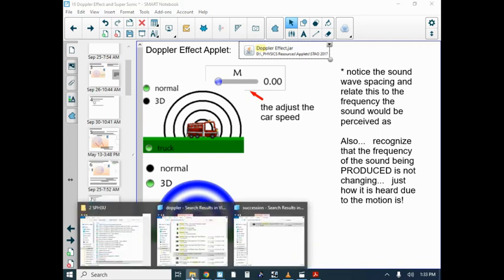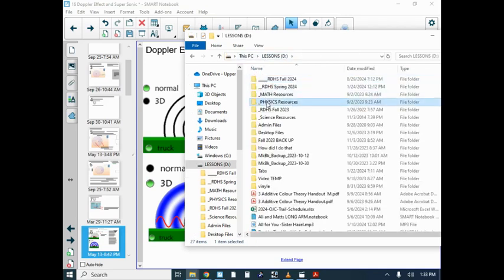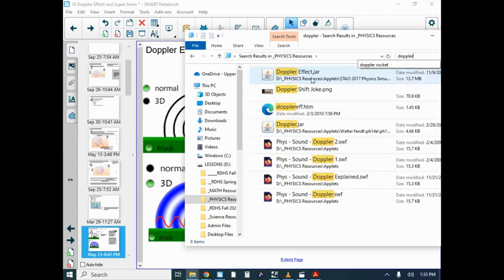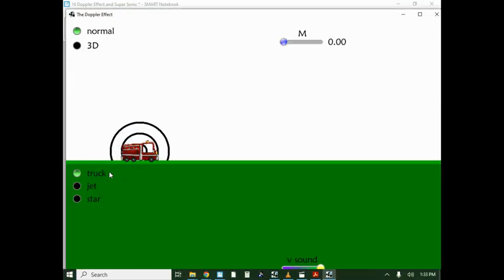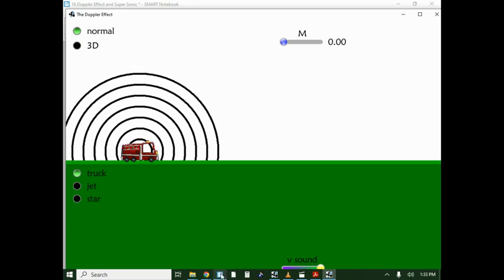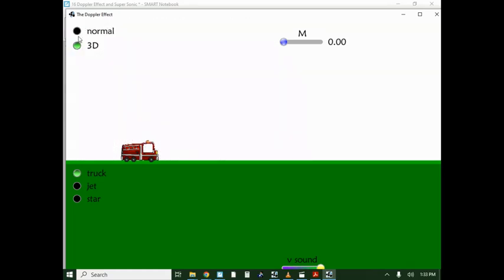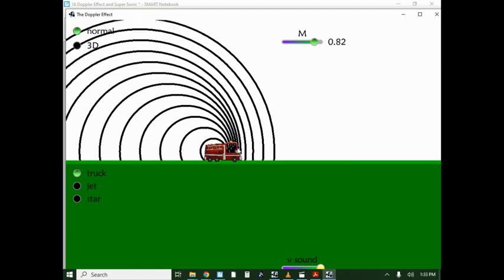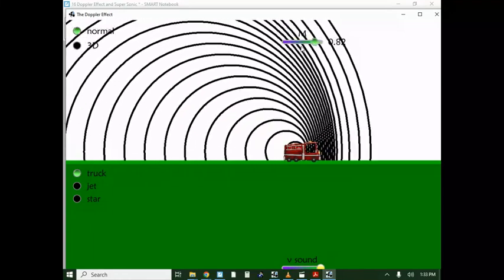Doppler effect.jar here. I need to go to Doppler jar, and I'll get this program running. It might have already been going. There's a fire truck that's stationary. If I make the truck have a velocity, then same deal, right? You get into the compression. That's actually a really fast velocity, so they're compressed super close together.